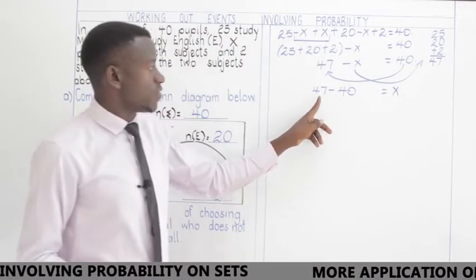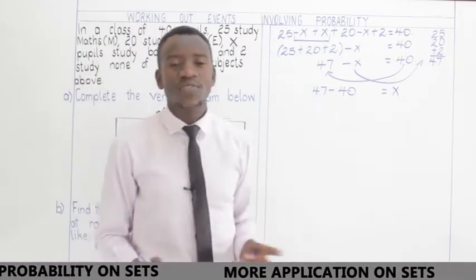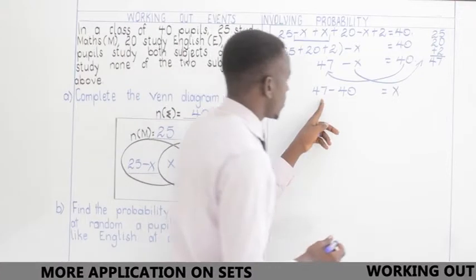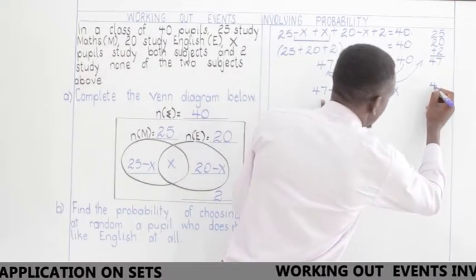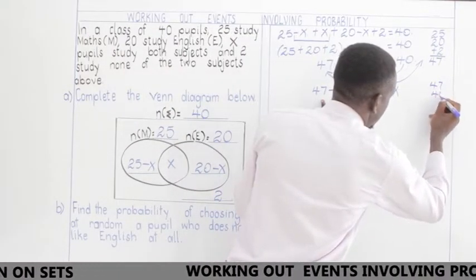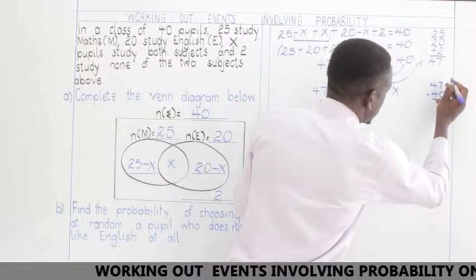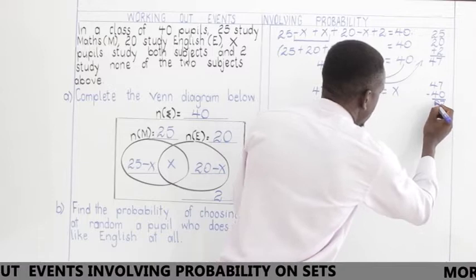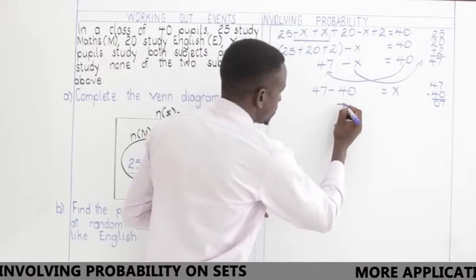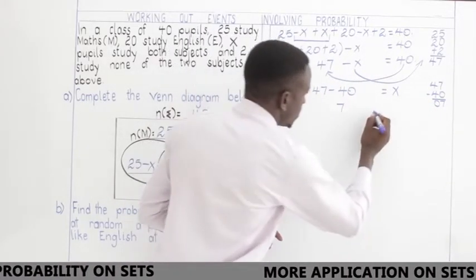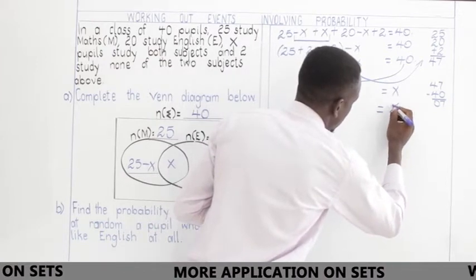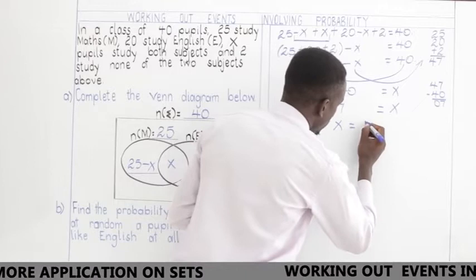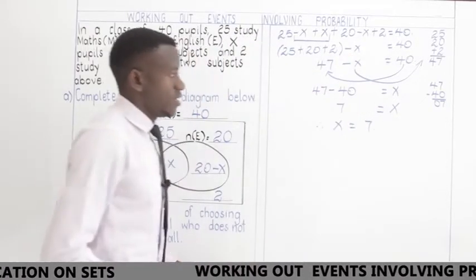So now we look for the difference between 47 and 40. So 47 minus 40. 7 minus 0 is 7, then 4 minus 4 is 0. So the difference between 47 and 40 is 7, which is equal to x. Then we say therefore the value of x is equal to 7.